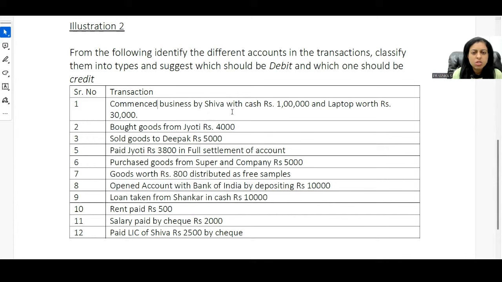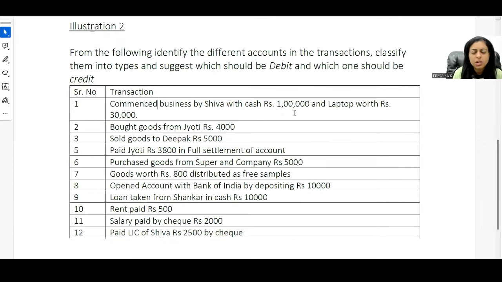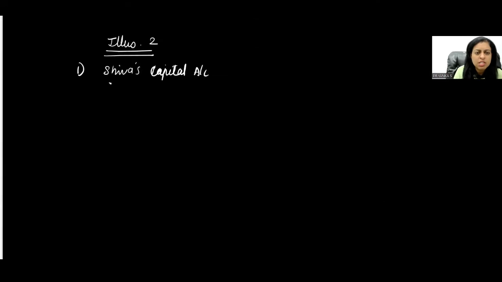So first serial number is saying: commenced business by Shiva with cash and laptop worth 30,000. So what is happening here? Shiva is commencing business. So we have Shiva's capital account. Whenever business is started by a person, the word capital will come into picture. So Shiva's capital account. What are the other two parts? What is he bringing into the business? Business is getting cash and laptop from him. So what are the two things he is bringing in? Cash and laptop.